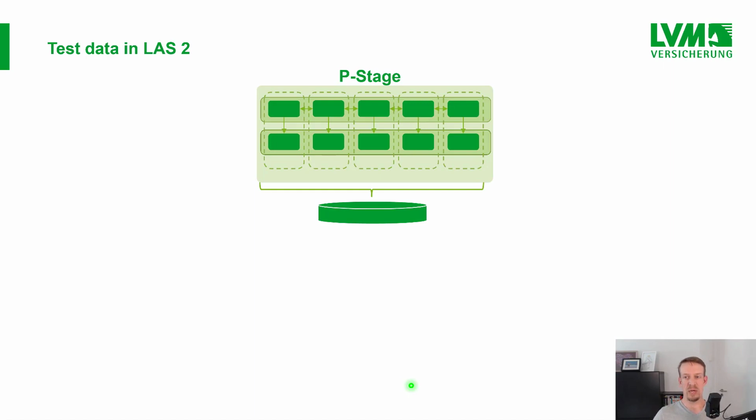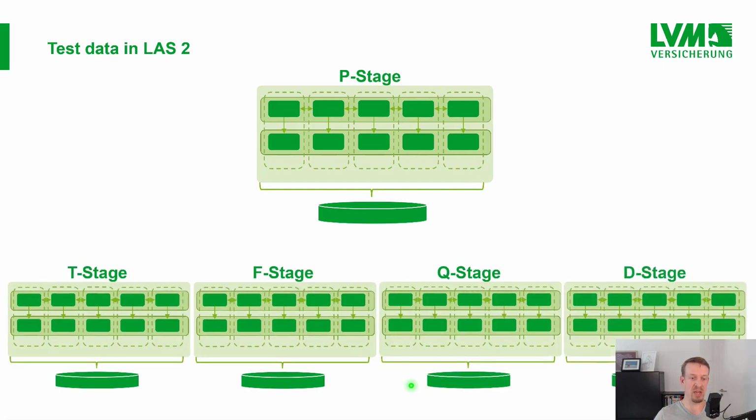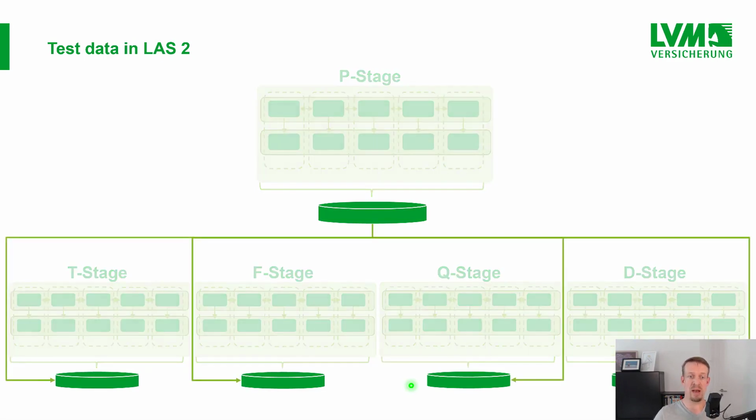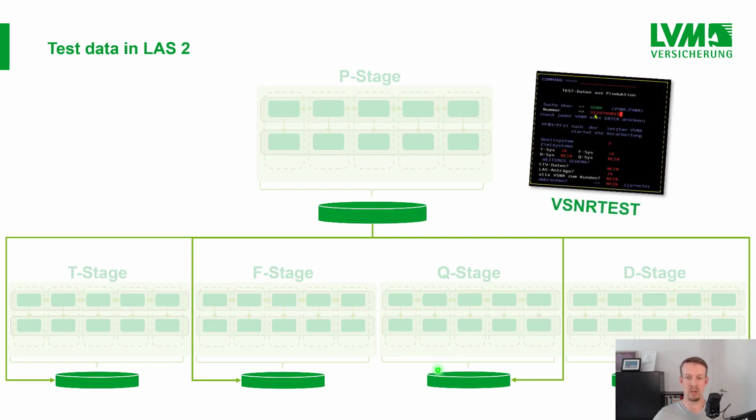So what we have to do is distribute our production data onto the several test stages we have, T, F, Q, and D. In order to do so, we just have to copy the production data down into the test host databases. While we copy, we pseudonymize the personal information. For this task, we developed our own test data management tool called VSNR Test.